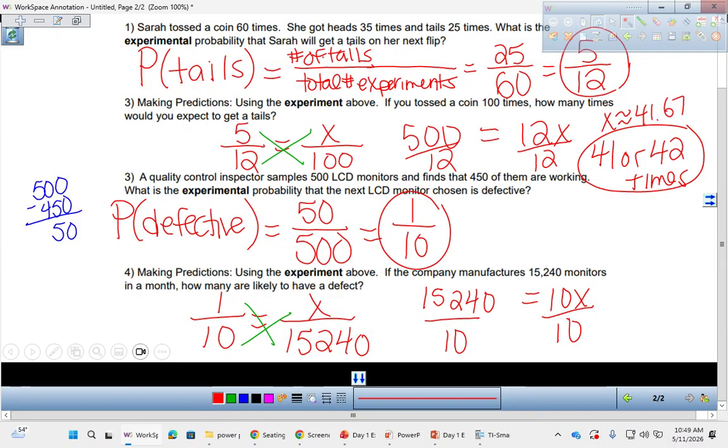This one works out nicely. So we get, I don't have to round here. I'm going to label it monitors, since we are referring to something, right? How many are likely to have a defect? 1,524 are likely to have a defect.